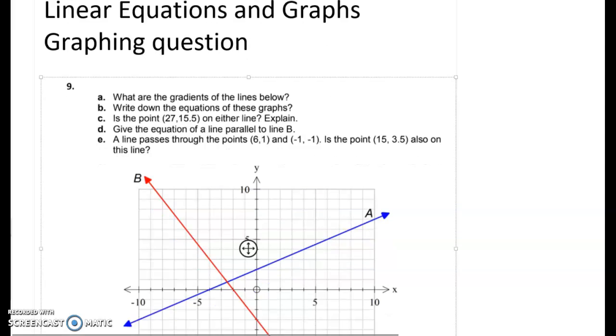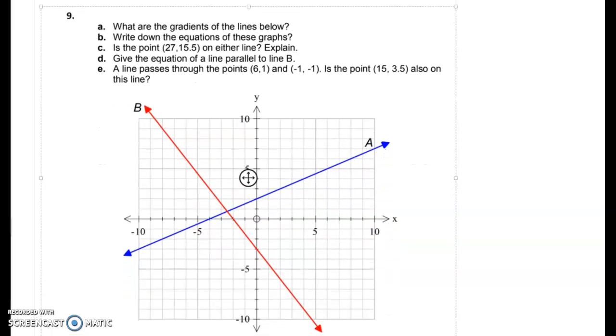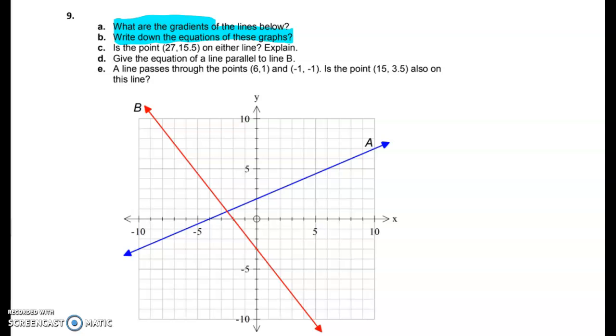Right, so we're going to start by just reading through the whole thing. We've got two lines here. We've got a red line, line B, and a blue line A. We have to start out by, not surprisingly, finding the gradient of the line. So we're going to use the change in y over the change in x, and we're going to use two blobby points. Then we have to use those gradients to write down the equations of the graphs. So I'd say that both of those are unistructural for Year 10.